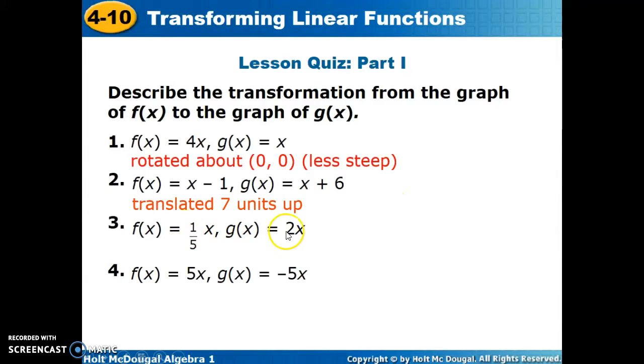3, 1/5 x to 2x. The only thing happening is a change in the slope. We're going from rise 1, run 5, to rise 2, run 1. We have a much steeper slope. Rotated again about the origin because the y-intercept has not changed. And finally, f of x 5x to negative 5x, we know this is a rotation.